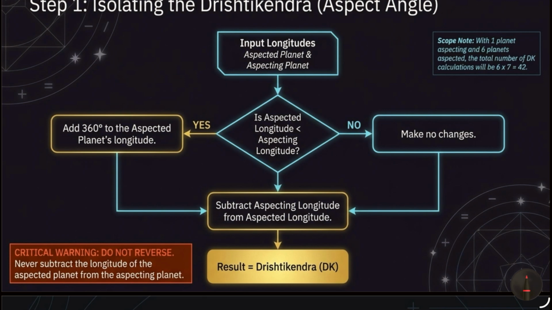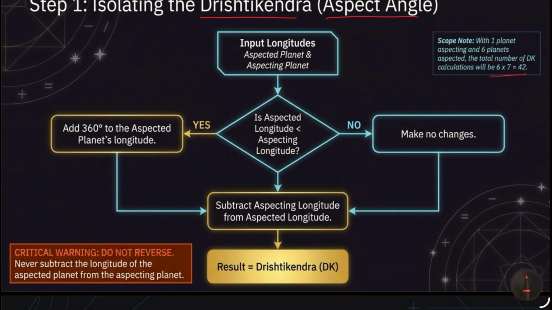So the first step is to find the Drishti Kendra, or the aspect angle. This is the basic calculation we have to do between two planets, one the aspected planet and the other the aspecting planet. Every planet aspects 6 other planets from itself. Whether we will have some value or not, we have to calculate. It is a calculation of 6 into 7, 42 numbers.